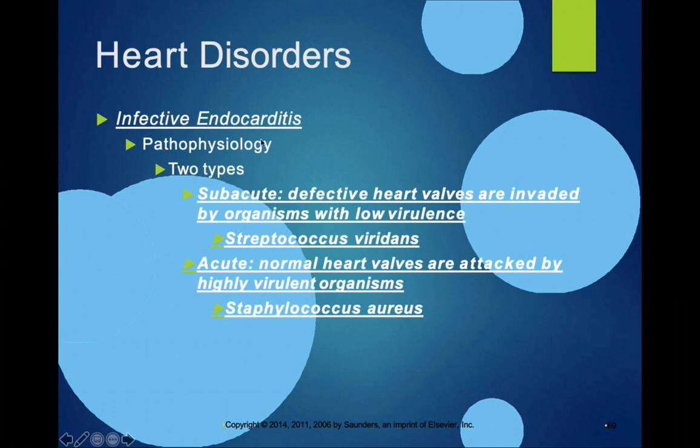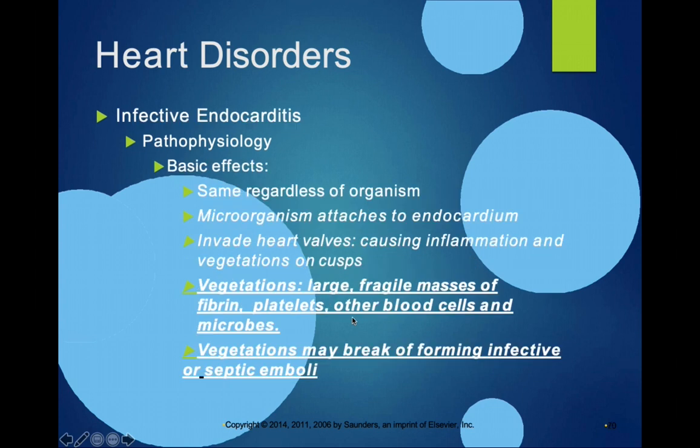Okay, let's look at infective endocarditis. There's basically two types: subacute and acute. The subacute is when defective heart valves are invaded by an organism with low virulence, such as Streptococcus viridans. And then there's acute, which is when normal heart valves are attacked by a highly virulent organism, like Staph aureus.